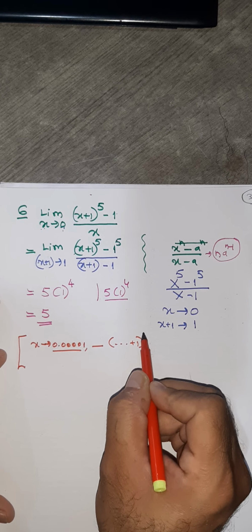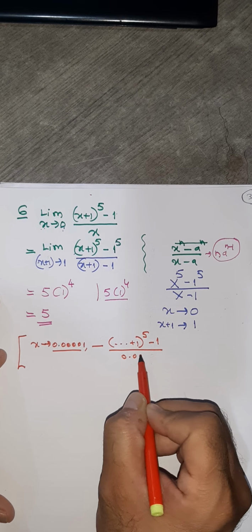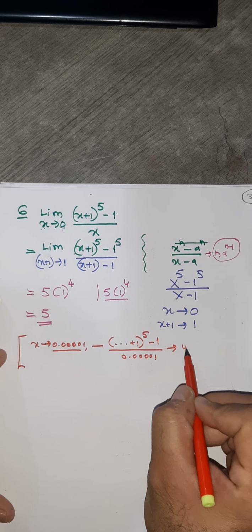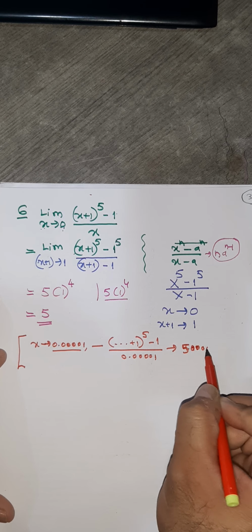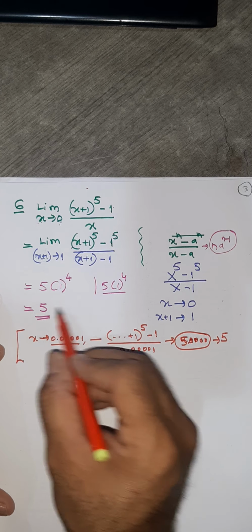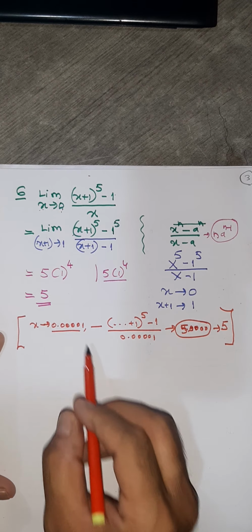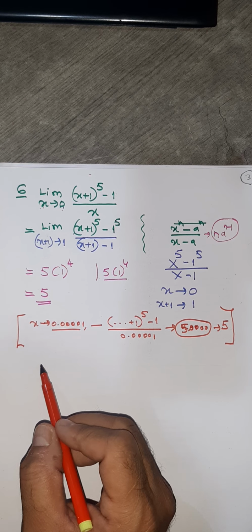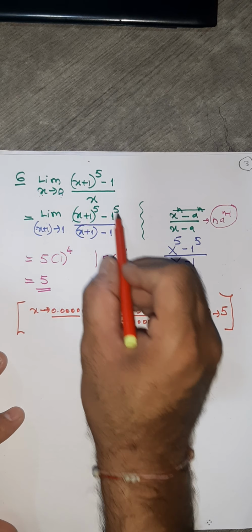Plus 1, the whole raised to 5 minus 1 upon 0.0001. Simplify this. You'll get a number like this, 4.999 or 5.000, something like this. I mean, this number will be very close to 5. You can see that if you want, just by calculator. But this is by formula. No way we are using the tabular form. That's what I'm trying to tell you. Fine. I've used this formula. I hope this is clear to you.